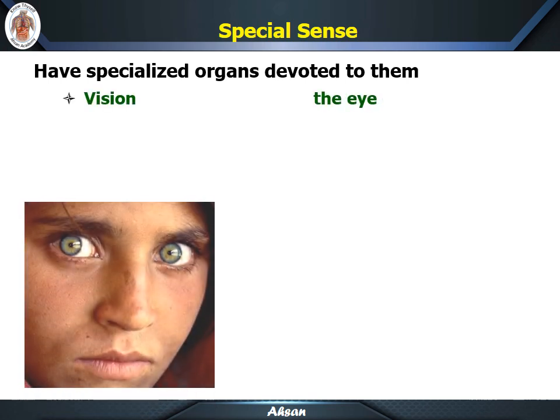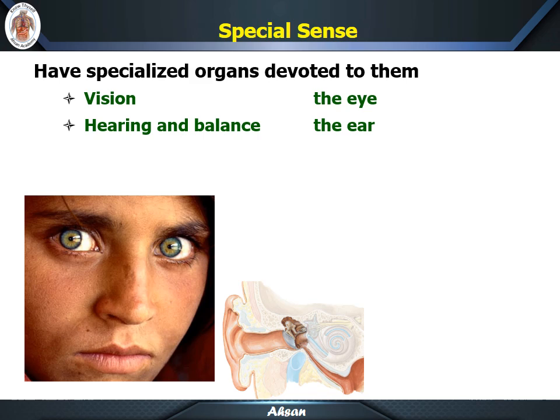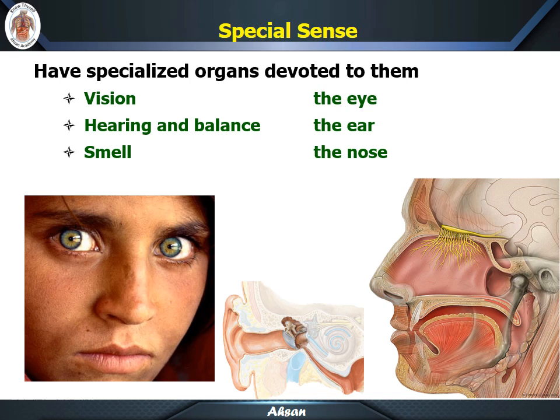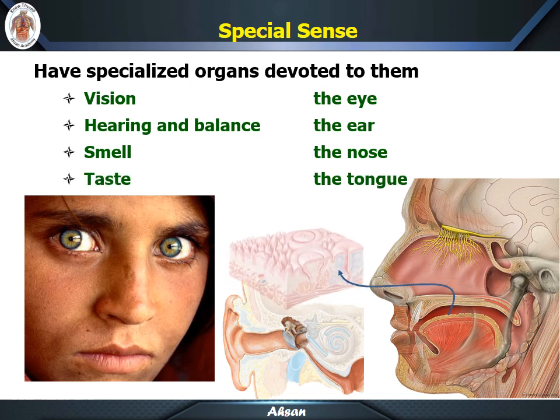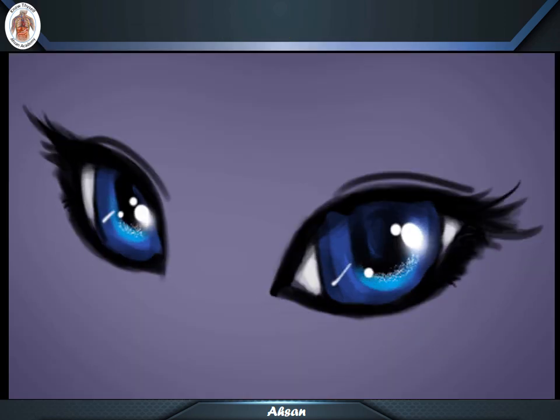As we have already discussed, for special sensations, the receptors are situated in particular organs for the special type of sense. Like you see, this is vision, the receptors are in the eyeball. For hearing and balance, the receptors are in the ear. For smell, the receptors are in the nasal cavity. For taste, the receptors are on the dorsum of the tongue. So let us discuss the anatomy of the eye in this presentation.